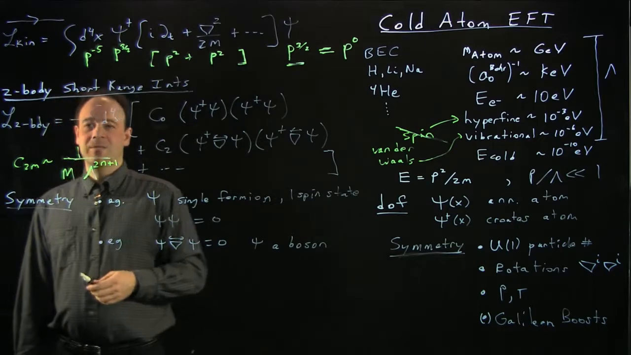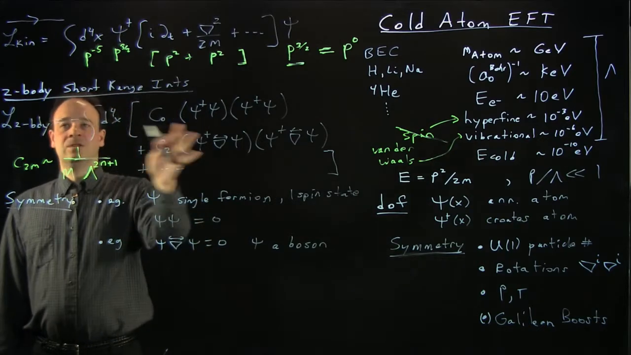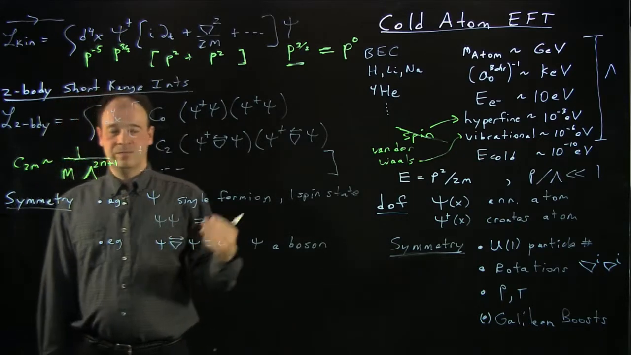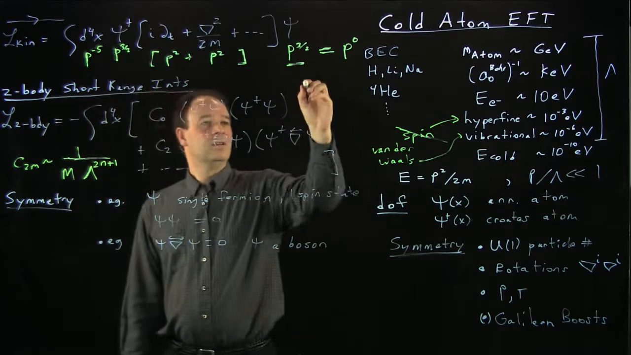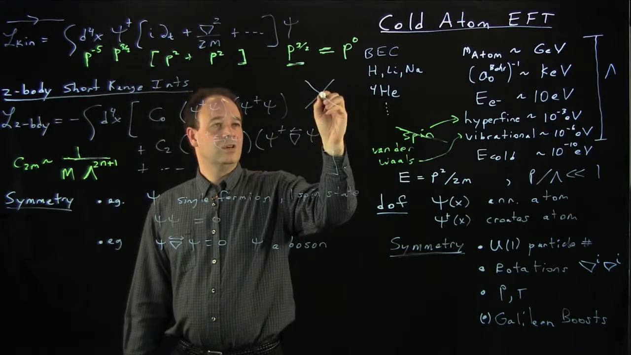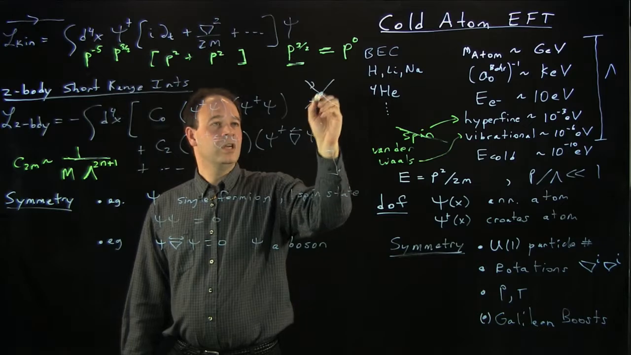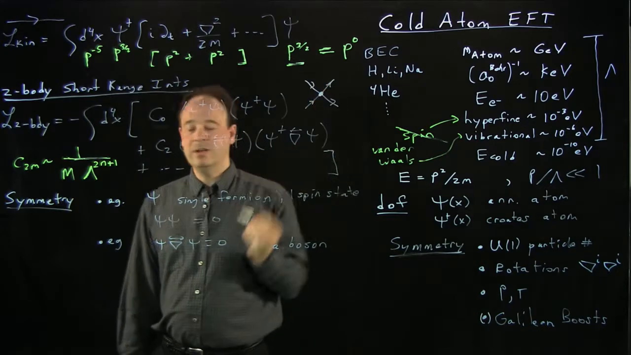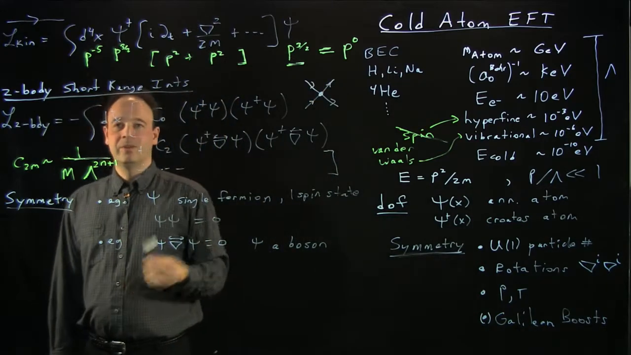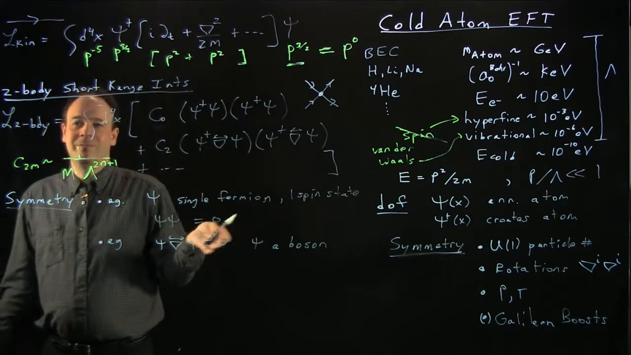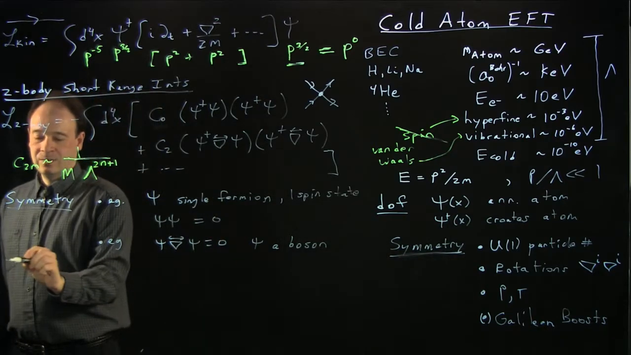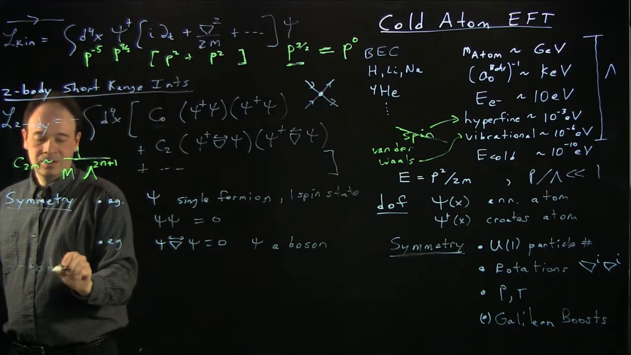All right, well, let's talk about other types of interactions. These two-body short-range interactions are things where two particles come in, and then they interact, and then they go out again. What else could happen? Well, the natural thing to think about is, what about three bodies? So we could have three-body interactions.